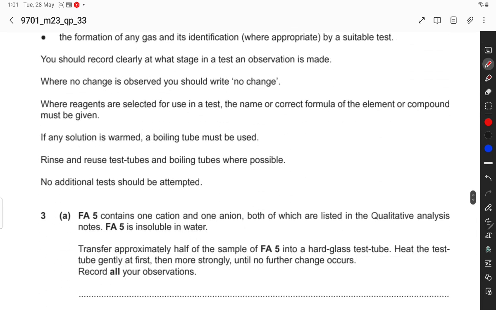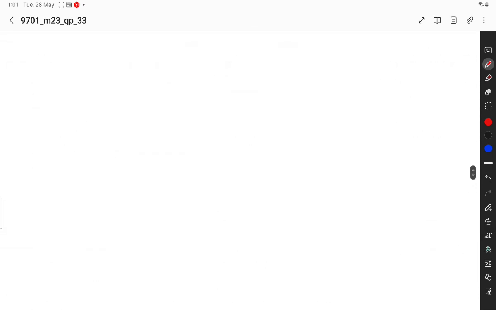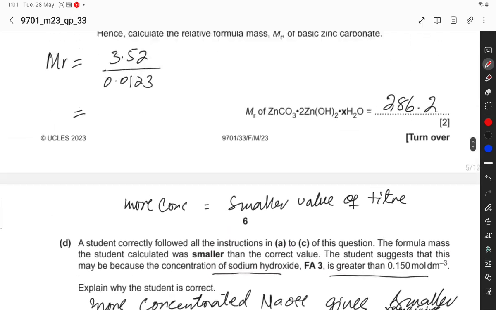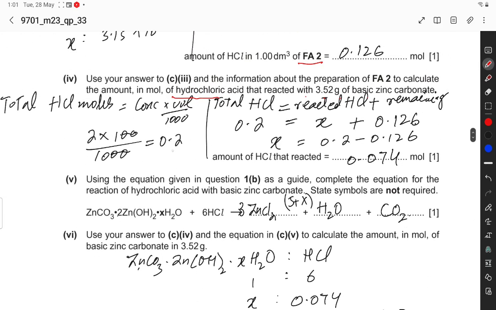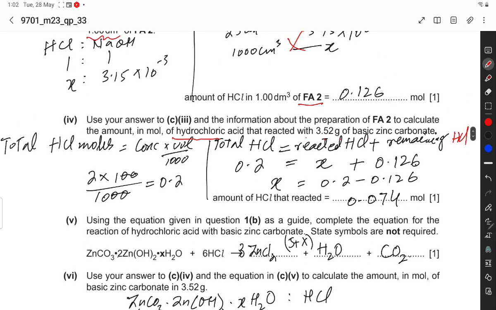calculate the total mole of HCl, which is concentration times volume over 1000. So this is equal to 0.2. So total HCl mole 0.2 is equal to reacted HCl plus remaining HCl. For the reacted HCl we have to calculate X, and the remaining mole is 0.126, which I have calculated above. So X is equal to 0.2 minus 0.126, which is equal to 0.074 mole.